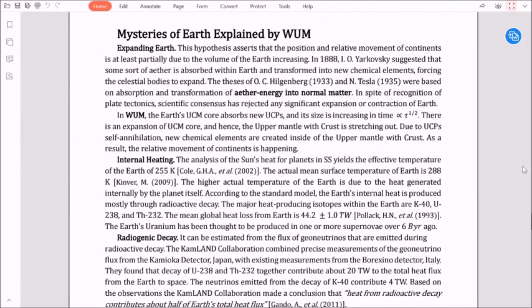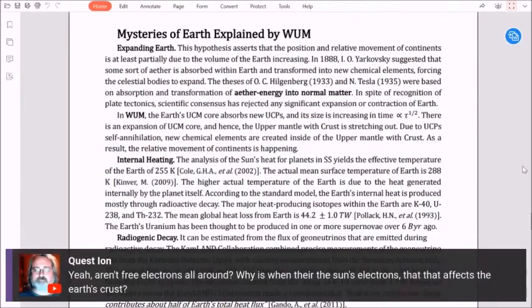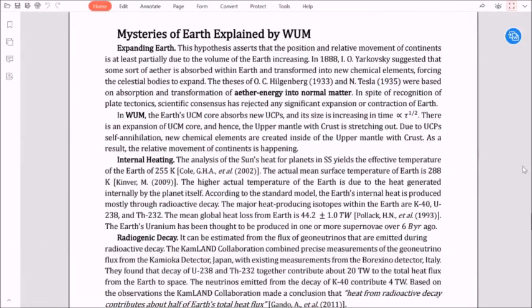Internal heating. The analysis of the sun's heat for planets in the solar system yields the effective temperature of the Earth of 255 Kelvin. The actual mean surface temperature of Earth is 288 Kelvin. The higher actual temperature of the Earth is due to the heat generated internally by the planet itself. According to the standard model, the Earth's internal heat is produced mostly through radioactive decay. The major heat-producing isotopes within the Earth are potassium-40, uranium-238, and thorium-232. The mean global heat loss from Earth is 44.2 terawatts. The Earth's uranium has been thought to be produced in one or more supernovae over 6 billion years ago.